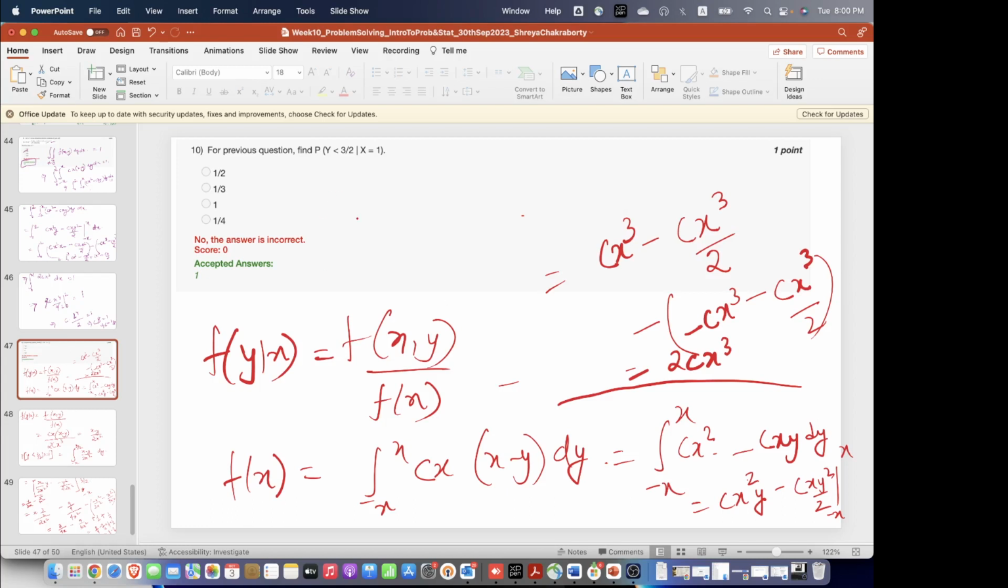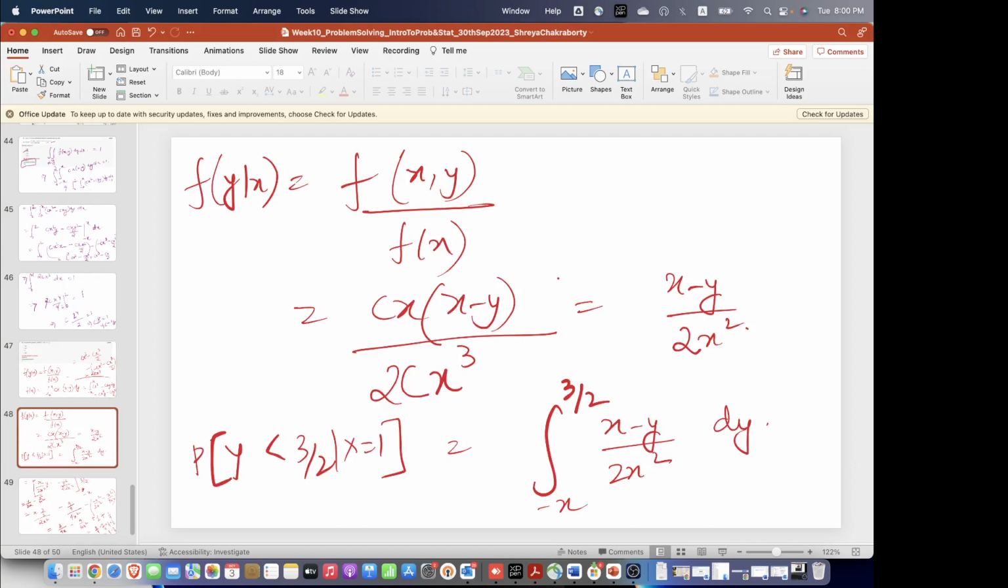So y can here, so this one is here, x is given as 1, okay. So when x is given as 1, y can lie between minus x to plus x, okay. So if y has to be less than 3 by 2 given x equal to 1, then the bound should be minus 1 to plus 1, x minus y, this thing, okay.